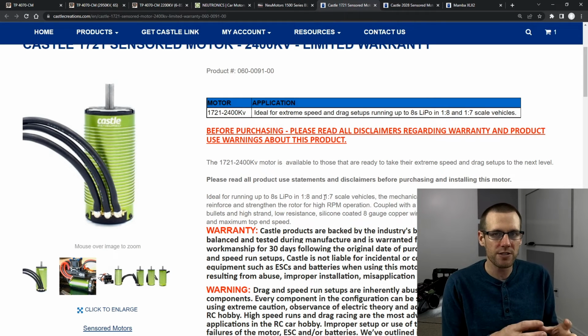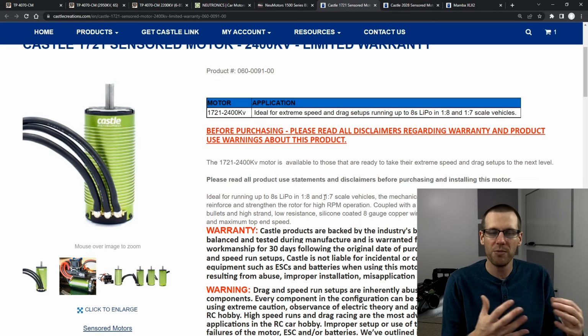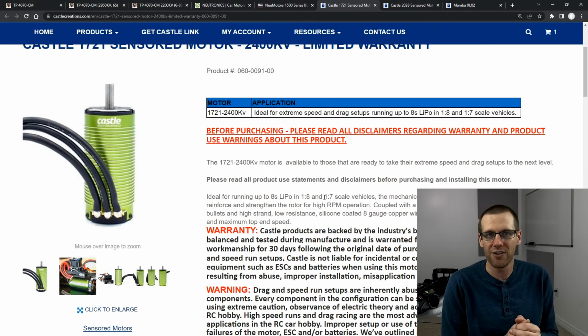Now, keep in mind, you can still use this for a 4S application. You're not going to hit the full potential of the motor, but maybe you don't need to. Maybe you're not looking to go 180 miles an hour and you'd be perfectly comfortable going 120 on 4S. This is totally possible with this specific brushless motor.